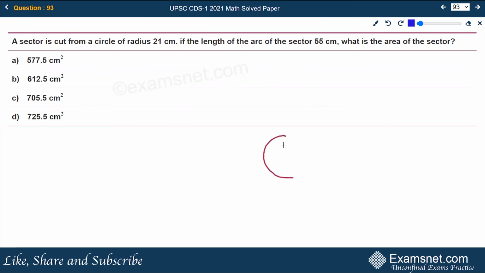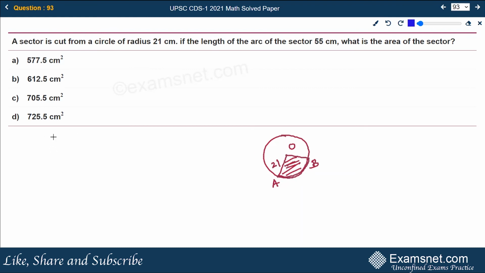If I draw a circle, what is a sector? This is the center of the circle. Now, these two are radii. The region that is bounded by two radii and the arc, let's say AB, is called a sector. So we know the radius here is 21 centimeter.